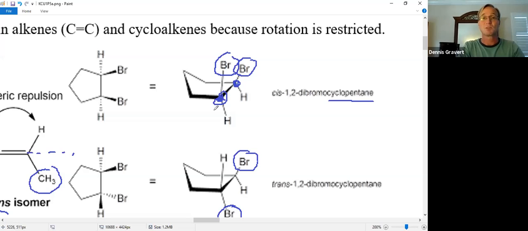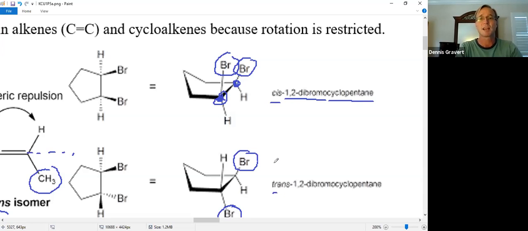We could have the closer one here be carbon 1 and the farther one be 2, or the far one is carbon number 1 and the closer one is number 2. Doesn't matter. There's a pair of bromos, dibromo, showing up on carbons 1 and 2. And they are together above the ring. They could also be below the ring. That is still cis 1,2-dibromocyclopentane.